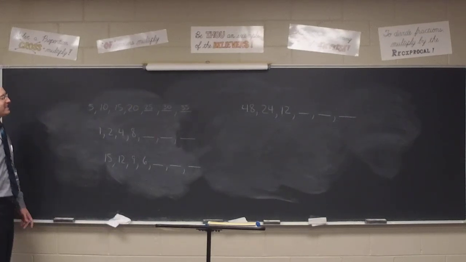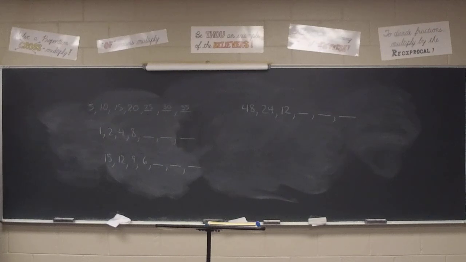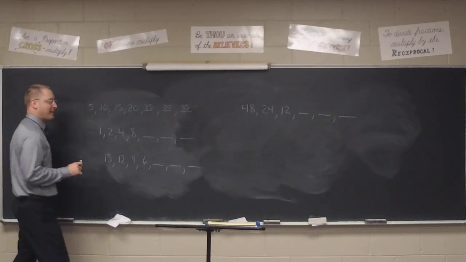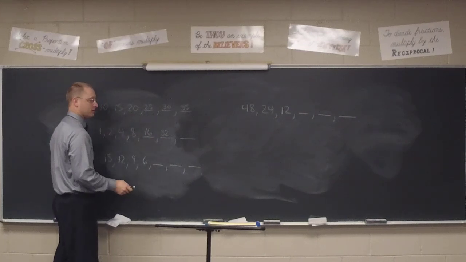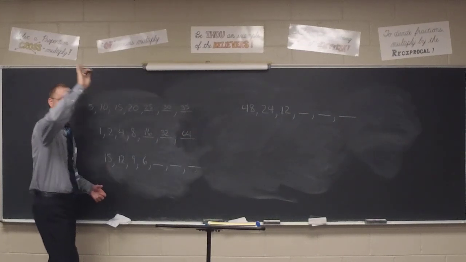All right. What about the next one? What's the pattern here, Glenn? Times 2. Okay, so what are my next 3 numbers? 16, 32, 64. There we go. How many thinking the same thing that Glenn just said?